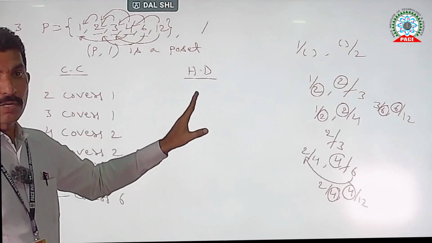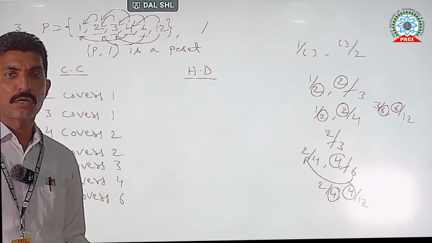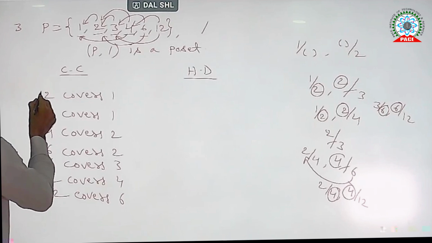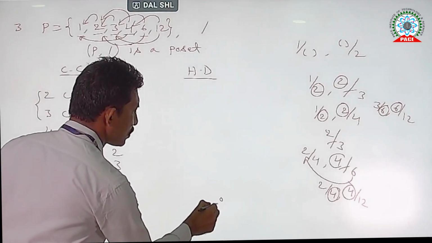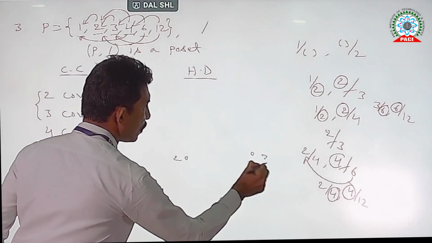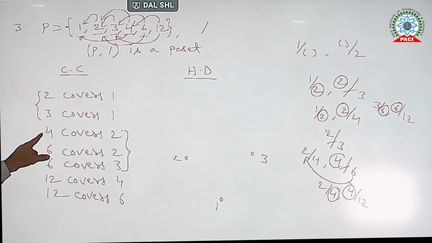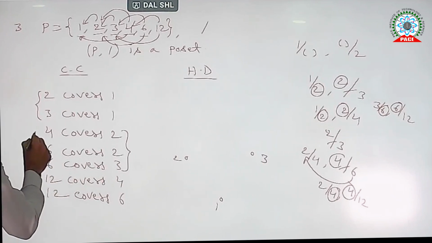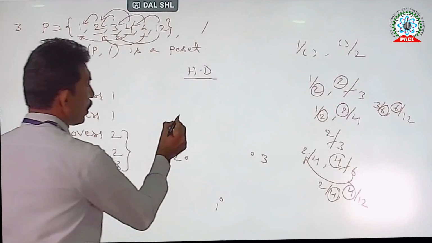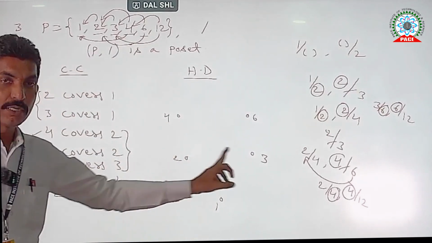Now we draw the Hasse diagram. 1 is the bottom element, and the elements above it are 2 and 3. Now observe that there are two more elements, 4 and 6. These two elements cover 2 and 3, so you write 4 and 6 above them. The next one, 12, covers 4 and 6, so write 12 above 4 and 6.